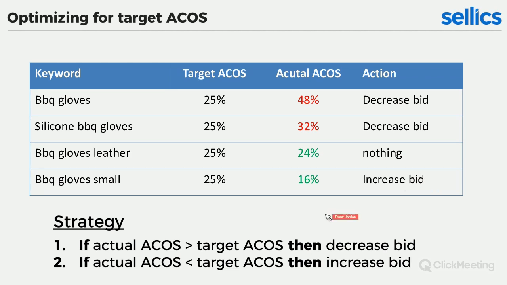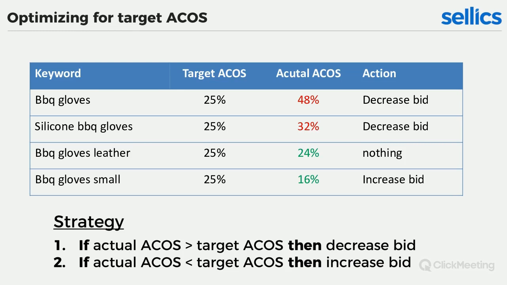So if you want to summarize this, it is basically very simple. The strategy consists of 2 things. If the actual ACOS is above your target ACOS, then you want to decrease the bid. And if the actual ACOS is below the target ACOS, then you want to increase the keyword bid. It's that simple. It's those 2 things. And so now you can see those are essentially if-this-then-that kind of rules, right?